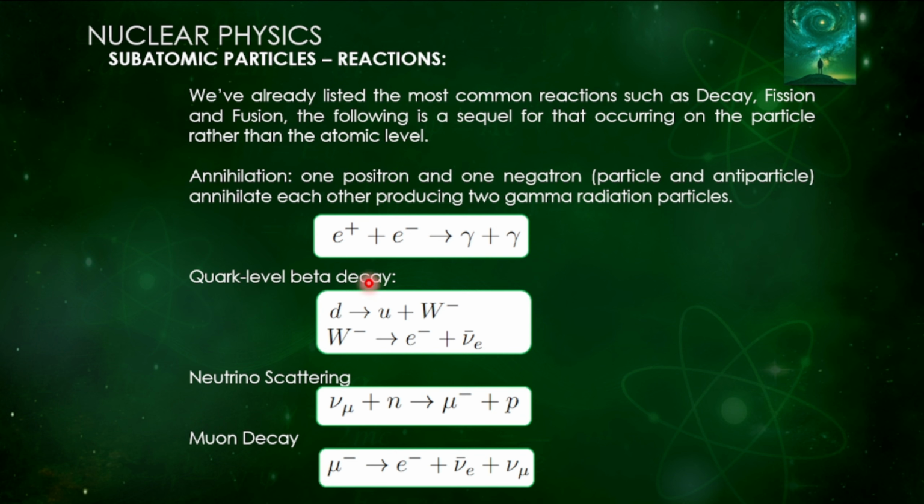Quark level beta decay: you have down produces up, then W minus, which transforms into an electron and an antineutrino. Neutrino scattering: you have the muon neutrino plus one neutron, it gives muon plus proton. Also a muon decays into an electron, releasing an electron, an antineutrino plus a muon neutrino.